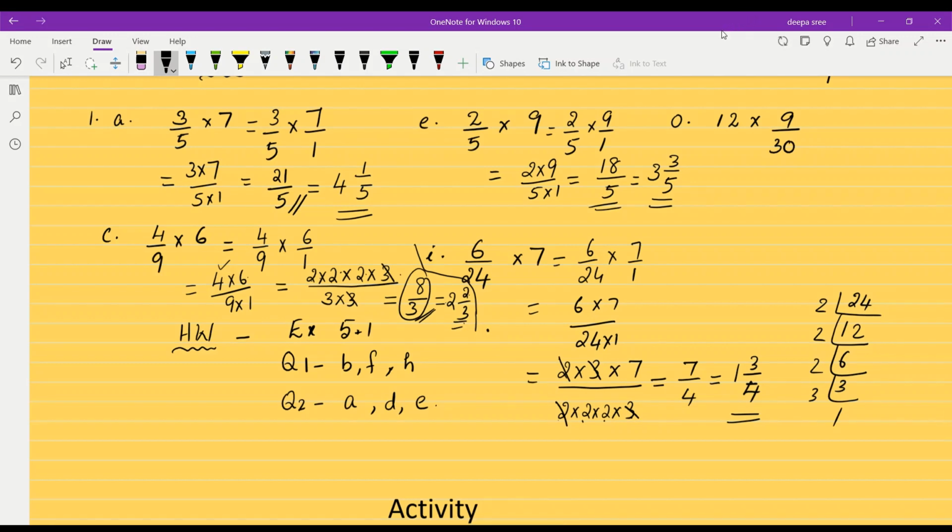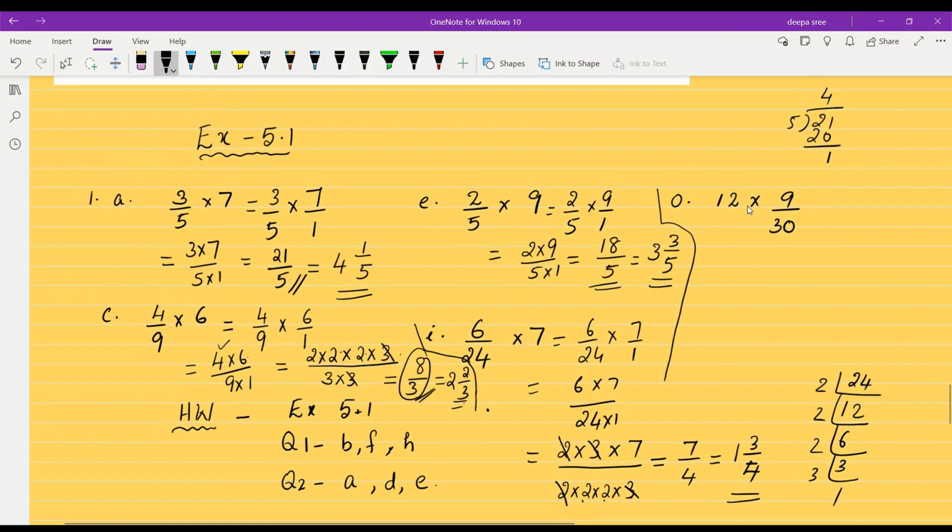Now the last question we can do, that is 12 into 9 by 30. 12 we can write it as 12 by 1, and numerator we have to multiply, that is 12 into 9 divided by 1 into 30. That's equal to 12 we can write it as 2 into 2 into 3, 9 we can write it as 3 into 3, divided by 30 we can write it as 3 into 2 into 5.